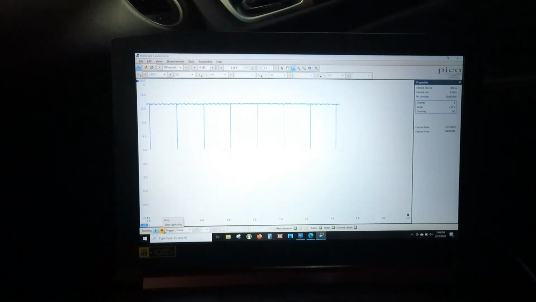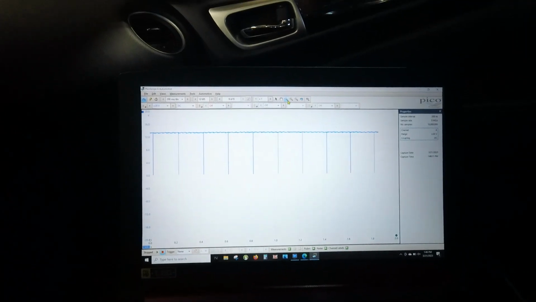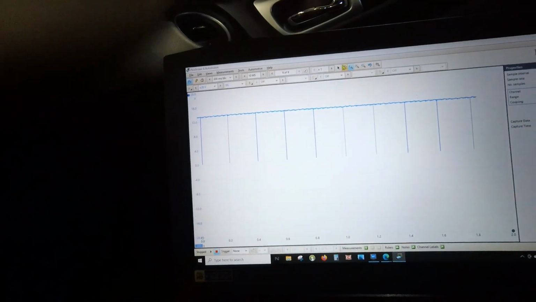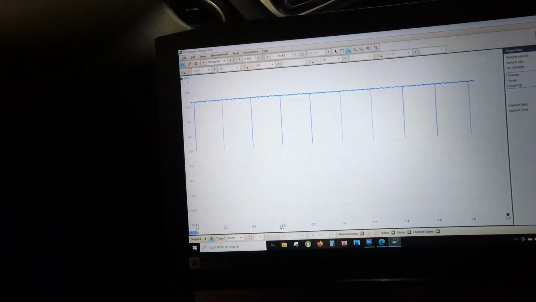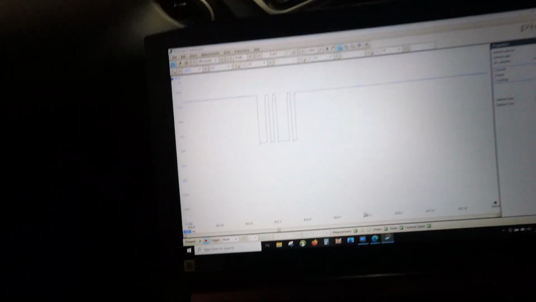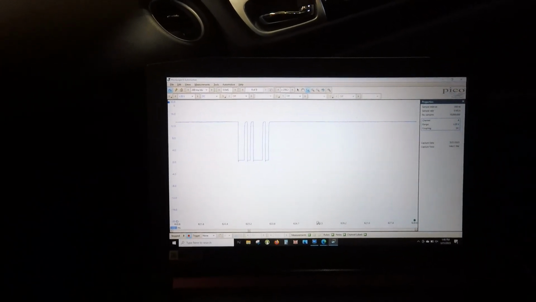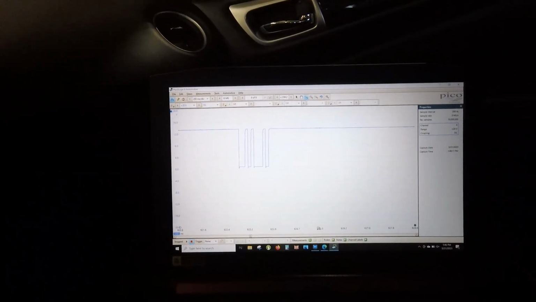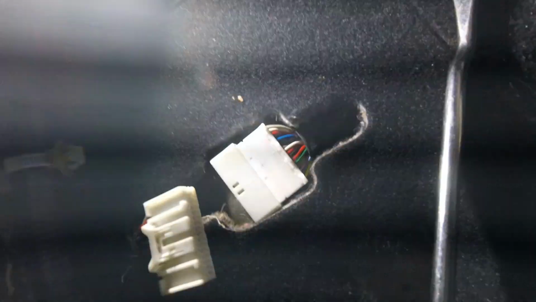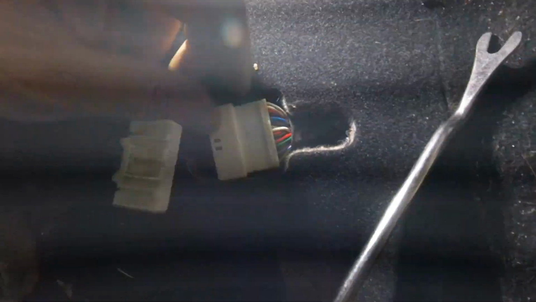But this is looking more like a digital signal that I would expect for any sort of communication. So I'm going to pursue this next connector, and I will bring you guys back when I find it. Alright guys, this is going to be tough, so bear with me.